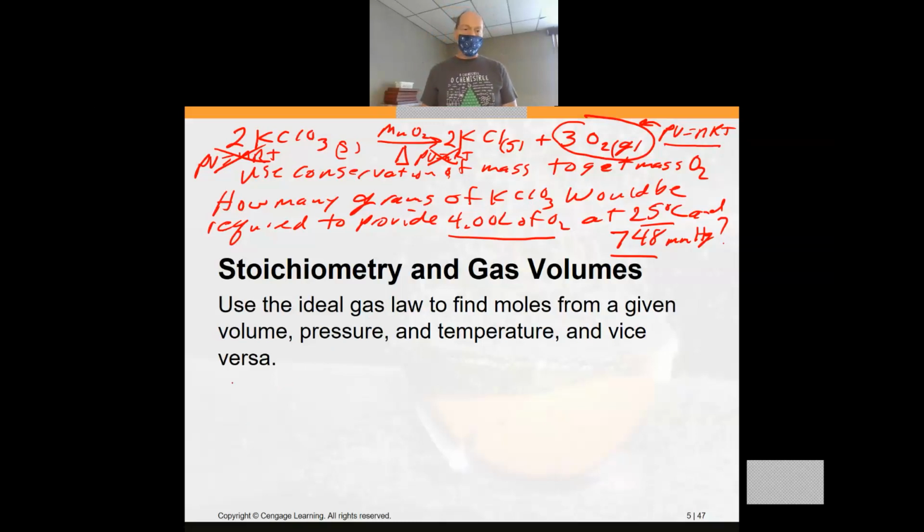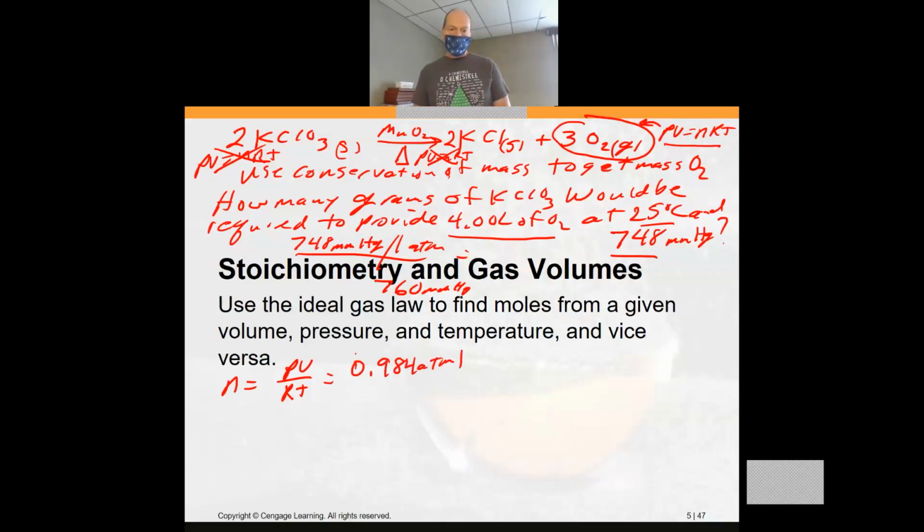So we solve for moles. Moles is PV divided by RT. Pressure has to be in atmospheres because the R value is in atmospheres. So we take our 748 millimeters of mercury and divide by 760 millimeters of mercury in 1 atmosphere. 748 divided by 760 gives us 0.984 atmospheres. The volume has to be in liters, and it is 4 liters.